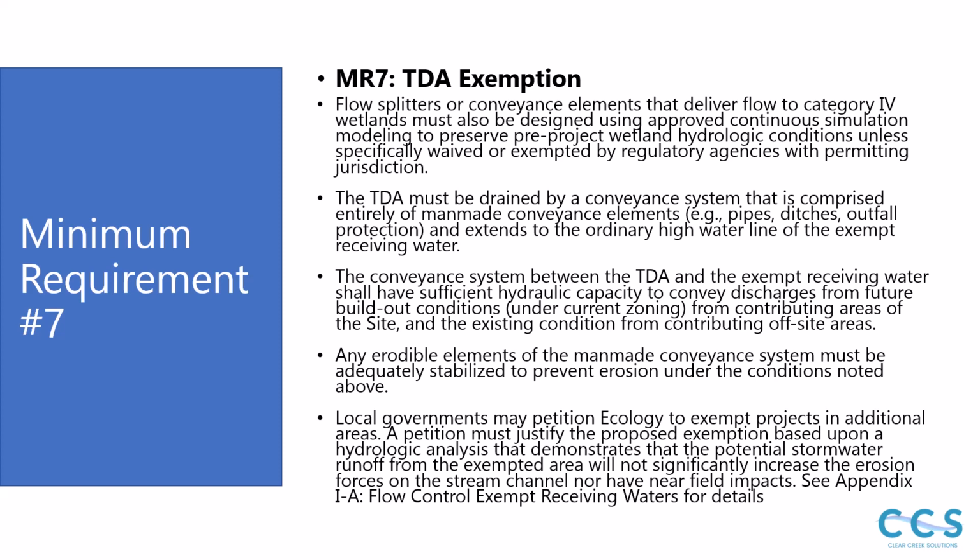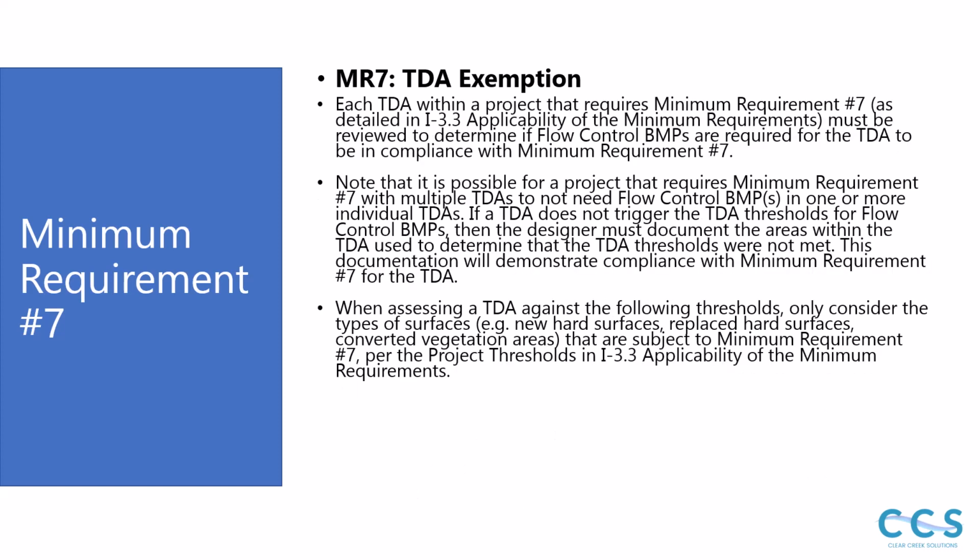Local governments may petition Ecology to exempt projects in additional areas. A petition must justify the proposed exemptions based upon a hydrologic analysis that demonstrates that the potential stormwater runoff from the exempted area will not significantly increase the erosion forces on the stream channel nor have near-field impacts. See Appendix 1A, Flow Control Exempt Receiving Water, for details.